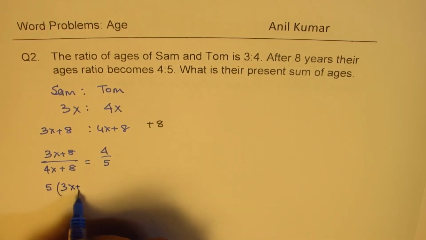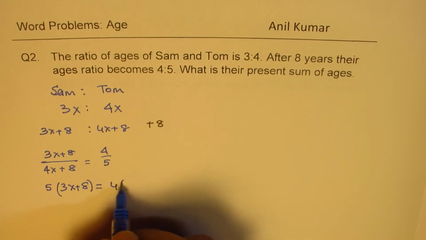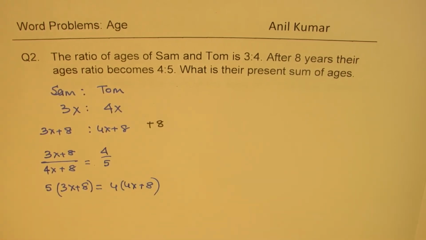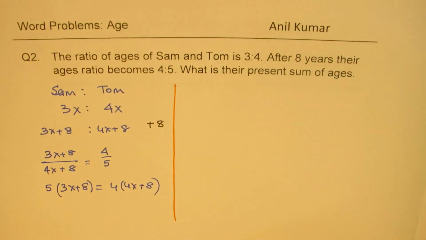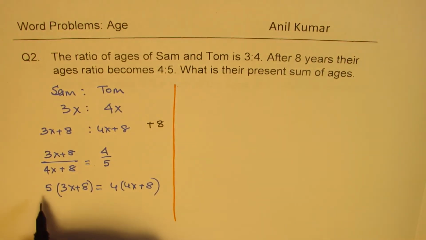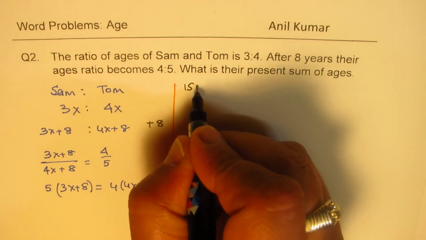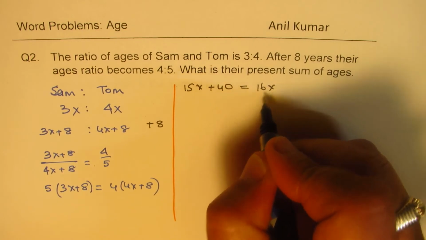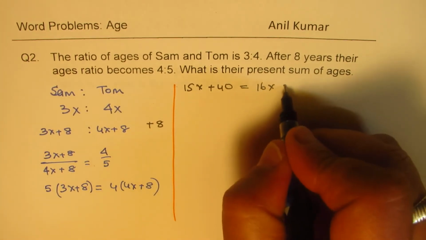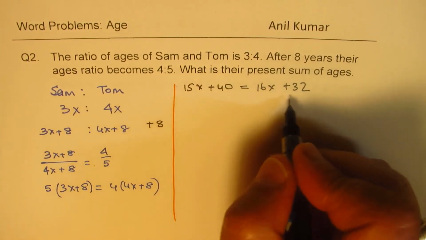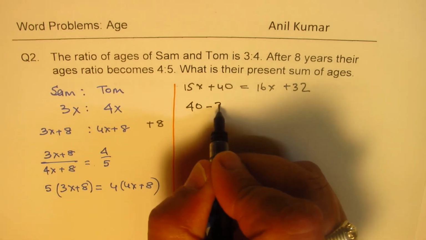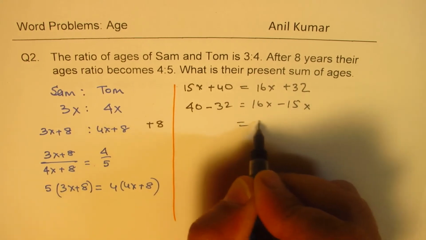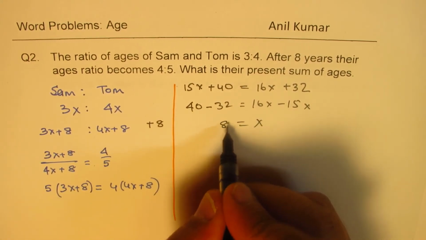So 3x plus 8 equals to 4 times 4x plus 8, right? So that becomes your equation. Let's take it to the right side and further solve it. So 3 times 5 is 15. So 15 plus 40 equals to 16x plus 32, right? So bring them together. We get 40 minus 32 equals to 16x minus 15x. That means x is equal to 8.